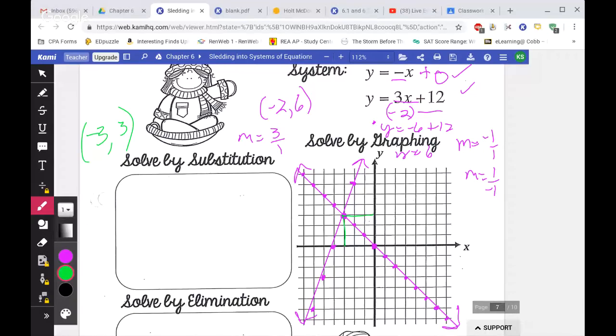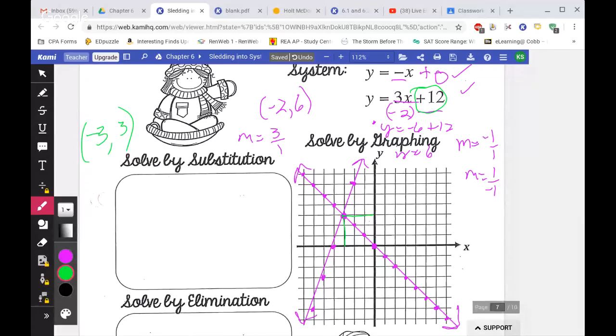So track with me here for just a second. Normally, we plot our y-intercept first. Does everybody understand that part? That's normally what we do, correct? Yes. Okay. All right.